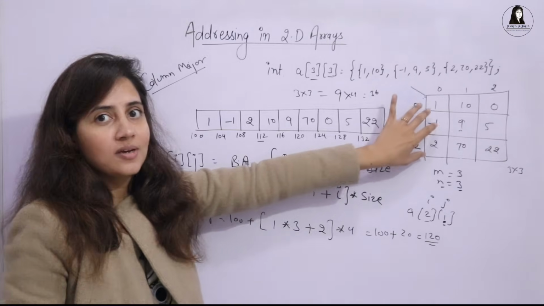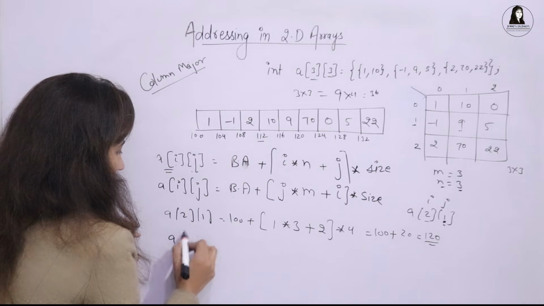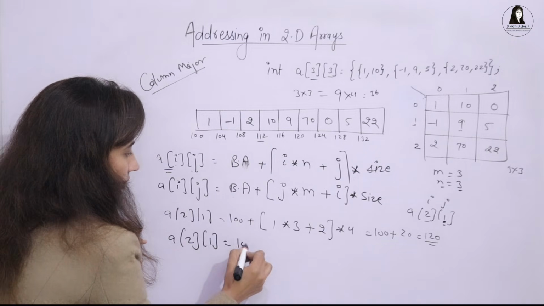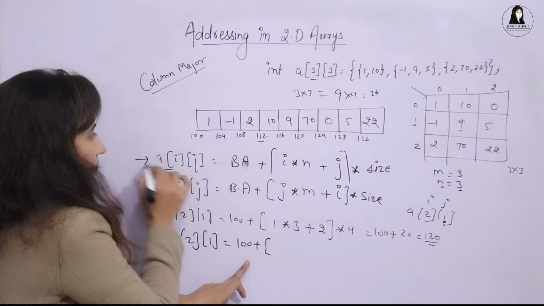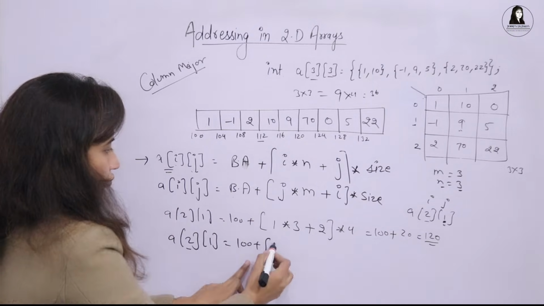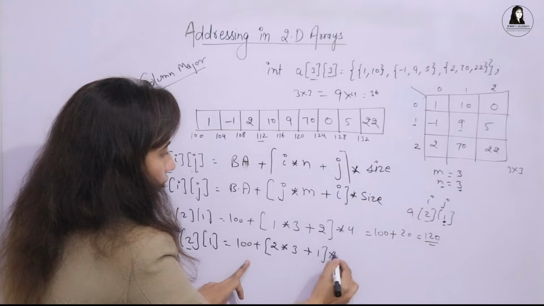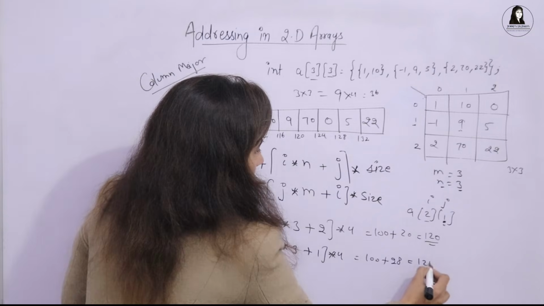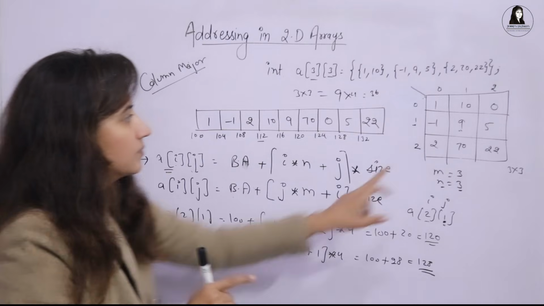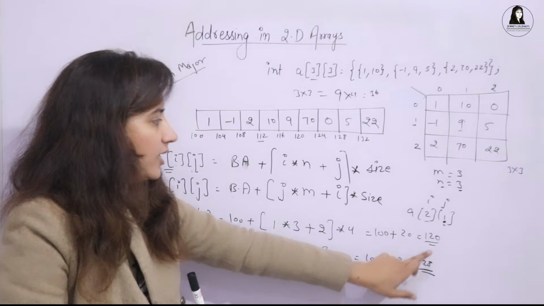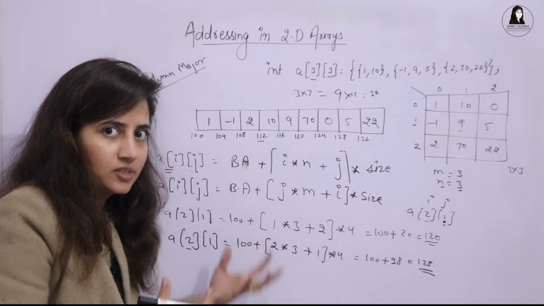And suppose we are supposing this has been stored in row major. In that case, for A21, what should be the address? In row major, this is the formula. I into n, I value is 2, 2 into n is 3, plus j value is 1, into 4, equal to 100 plus, it is 128. So in row major, for the same A21, the address is 128, in column major it's 120, right? I hope you are getting the difference and why there is this kind of difference.